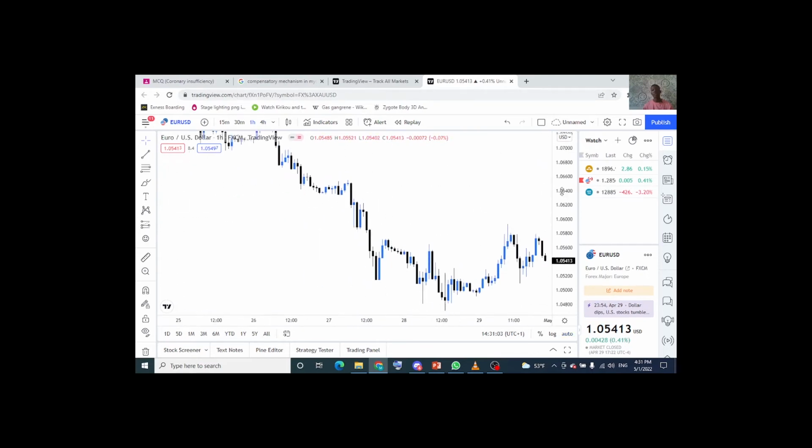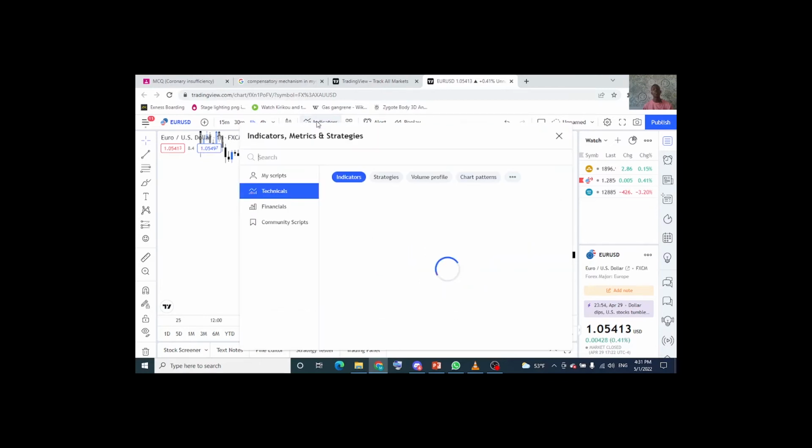Then we quickly move to indicators. Tradingview offers traders a lot of indicators. People use certain indicators like the moving average. Indicators are literally robots that help you predict future price action, which I don't think so.